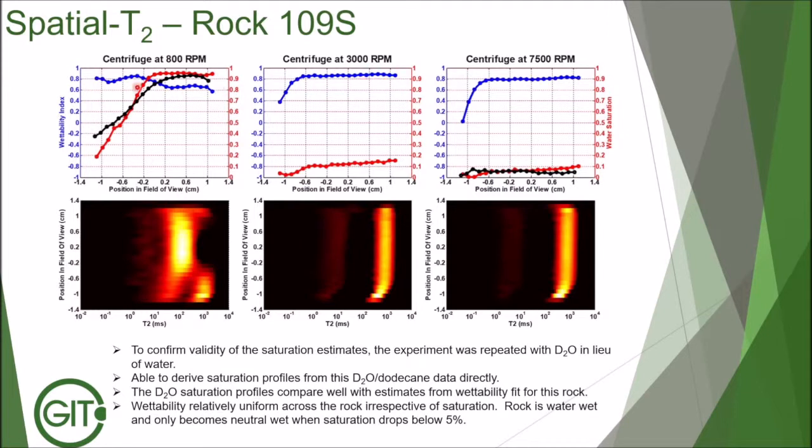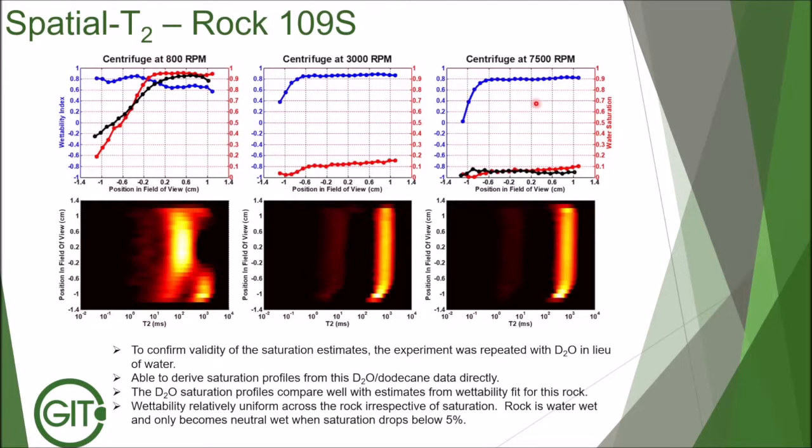The data shows that the wettability is relatively constant irrespective of the saturation. The predicted saturation is shown in red. The wettability only begins to change when the saturation drops below 5% near the inlet face of the rock, following centrifugation at 3000 or 7500 RPM.